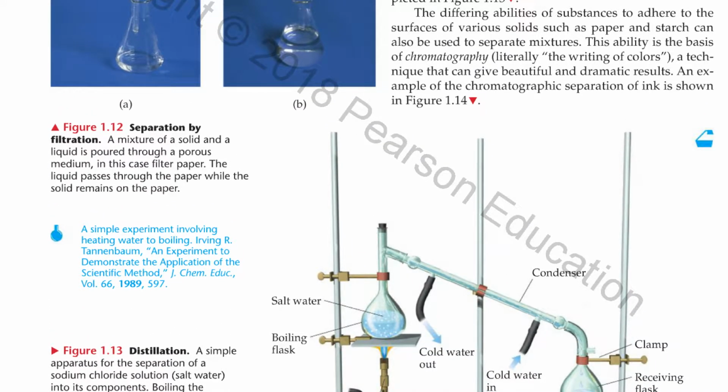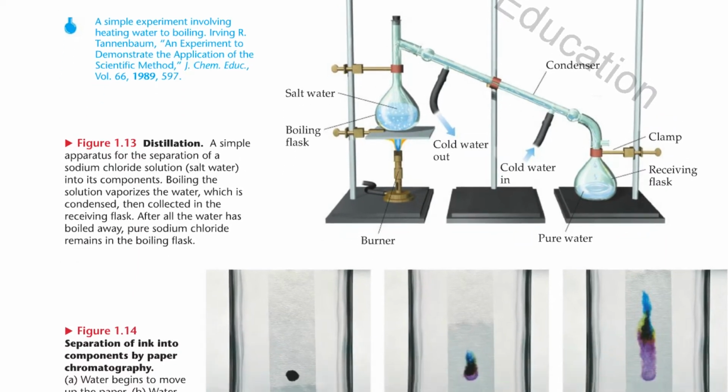The differing abilities of substances to adhere to the surface of various solids, such as paper and starch, can also be used to separate mixtures. This ability is the basis of chromatography, literally the writing of colors, a technique that can give beautiful and dramatic results. An example of the chromatographic separation of ink is shown in Figure 1.14.